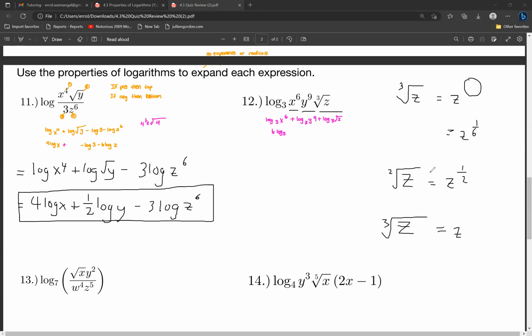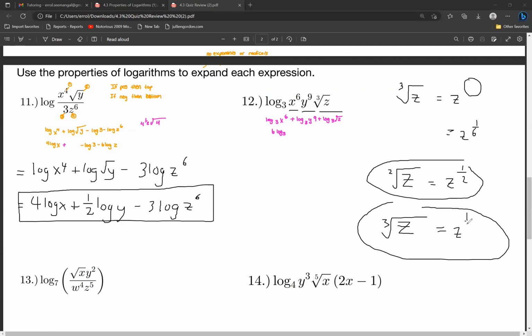If this is 2 and this one is 1 over 2, what is this one? Z to the 1 over 3. 1 over 3. There you go. Okay, so now let's go back. Erase that one. Okay, so now let's go back up here.